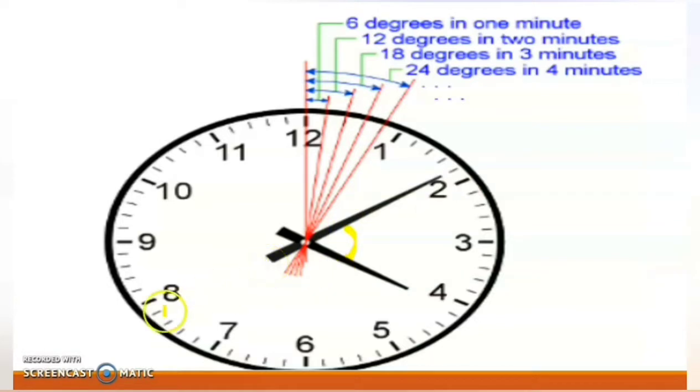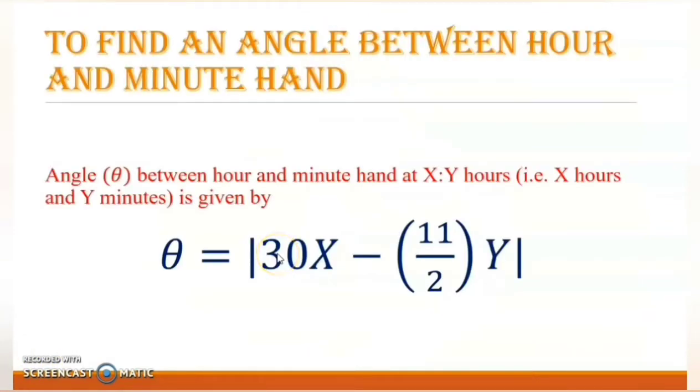Now, let's see how to use the formula that we have with us. The formula says that the angle theta between the hour and minute hand at x hours and y minutes is given by theta is equal to |30x minus 11 by 2 y|. Now here the only thing that we need to identify is what is my x and what is y. If I have x and y, then I can easily find out theta. Now what is x and y? x represents the hours and y represents the minutes.